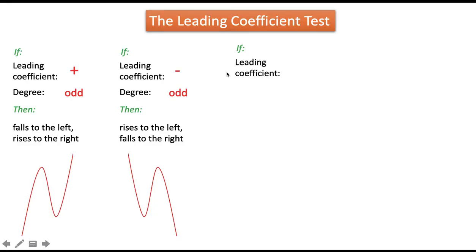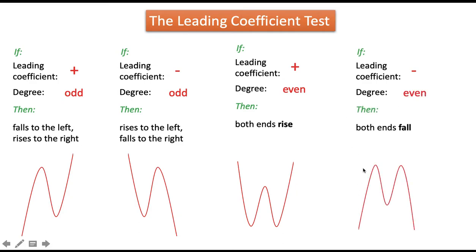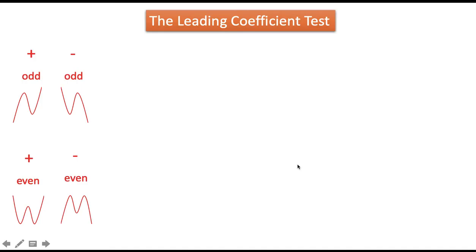Our situation number 3 is if the leading coefficient is positive and the degree is an even number, then this is how our graph looks like. Both ends rise. While if the leading coefficient is negative and the degree is an even number, then this is how our graph looks like. Both ends fall. Okay, so we're going to apply this in our given.